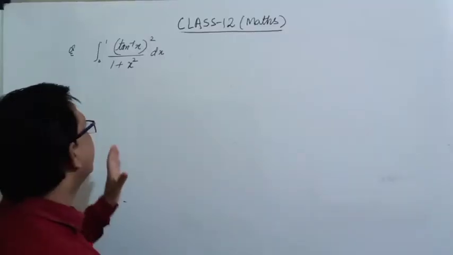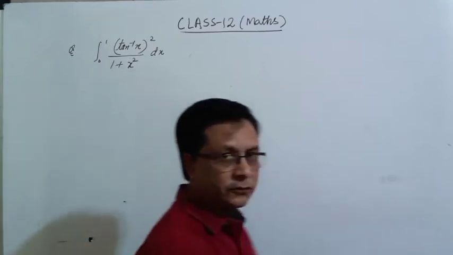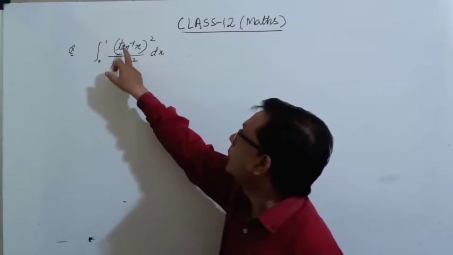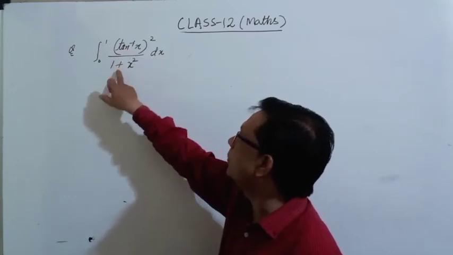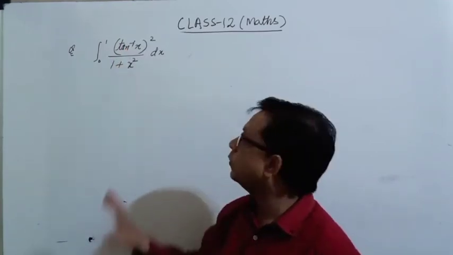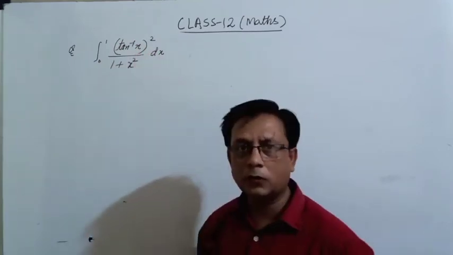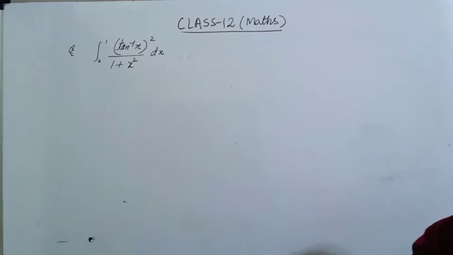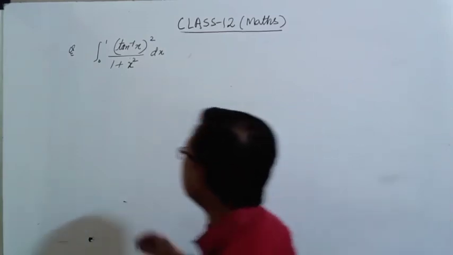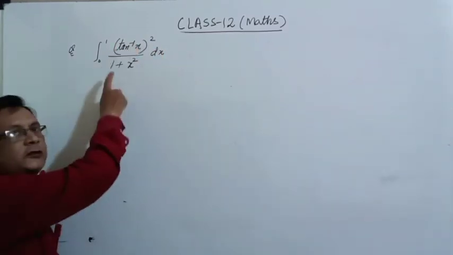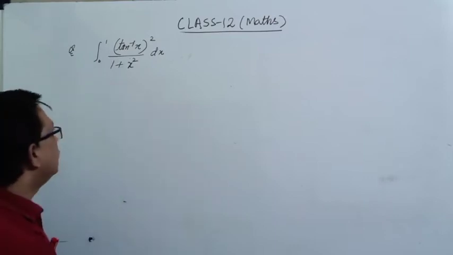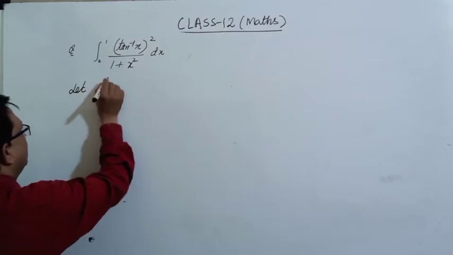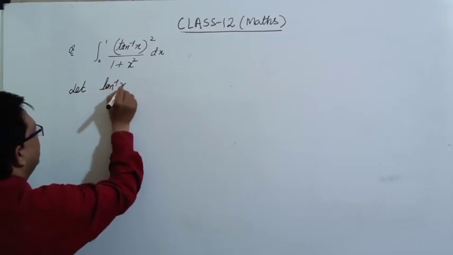Student, here I write another good question for you. This is based on substitution, because we see that the derivative of the function tan inverse x is present here. So we substitute tan inverse x. For substitution, we see whether there is a derivative of the function present. Here we see that the derivative of tan inverse x is present, so we use the substitution for this. Let tan inverse x be equal to t.